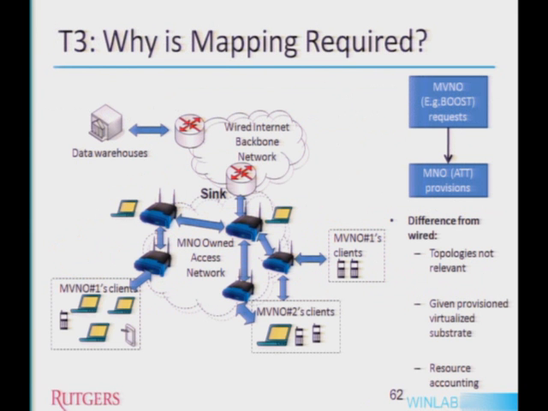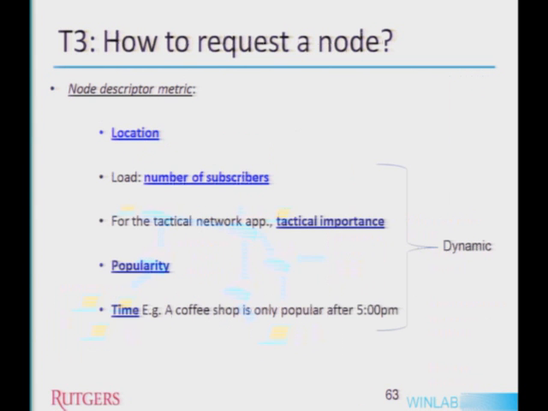What we are trying to see is, if you have this virtualized substrate, how do you assign resources at different points on the network so that you can have capacity for different MVNOs? There are a few differences. In the wired case, the topology is not important. If you have a mesh, all you care about is the capacity you have from this point to reach the sink in the network. You don't care about how exactly the traffic is going. I'll show examples in the next slides.